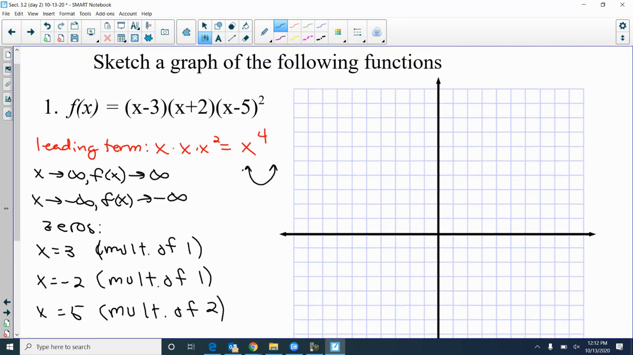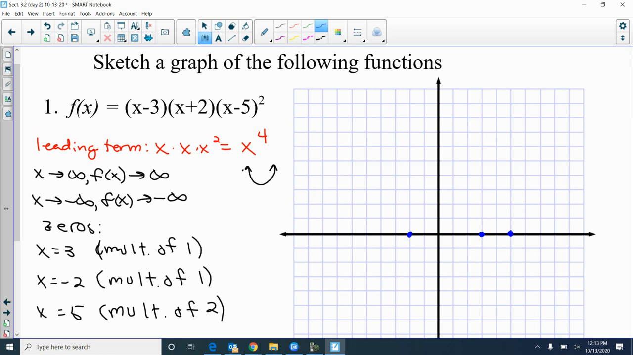Okay. Now, I'm not concerned with what your y values are. I'm just concerned with the general shape. So put a dot at 3. 1, 2, 3. Put a dot at negative 2. And I'm going to put a dot at 5. Now, one thing you've got to watch is these aren't always going to be in order. So make sure that you identify the one with multiplicity of 2 is the 5. It bounces there.